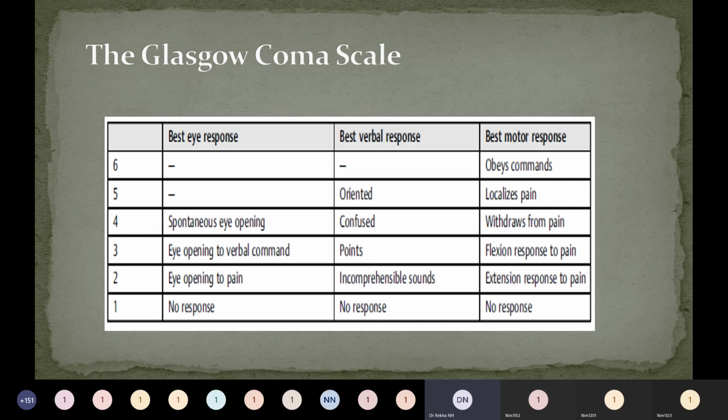Then the verbal response: whether the patient is oriented or confused, then inappropriate words, then incomprehensible words or sounds, and no verbal response. Then the motor response gives the highest score, 6. It starts with 6: obeys commands, localizes pain, withdraws from pain, flexion response to pain, extension response to pain, or no response. So this is E, M, V. This is the Glasgow coma scale. The maximum number is 15.